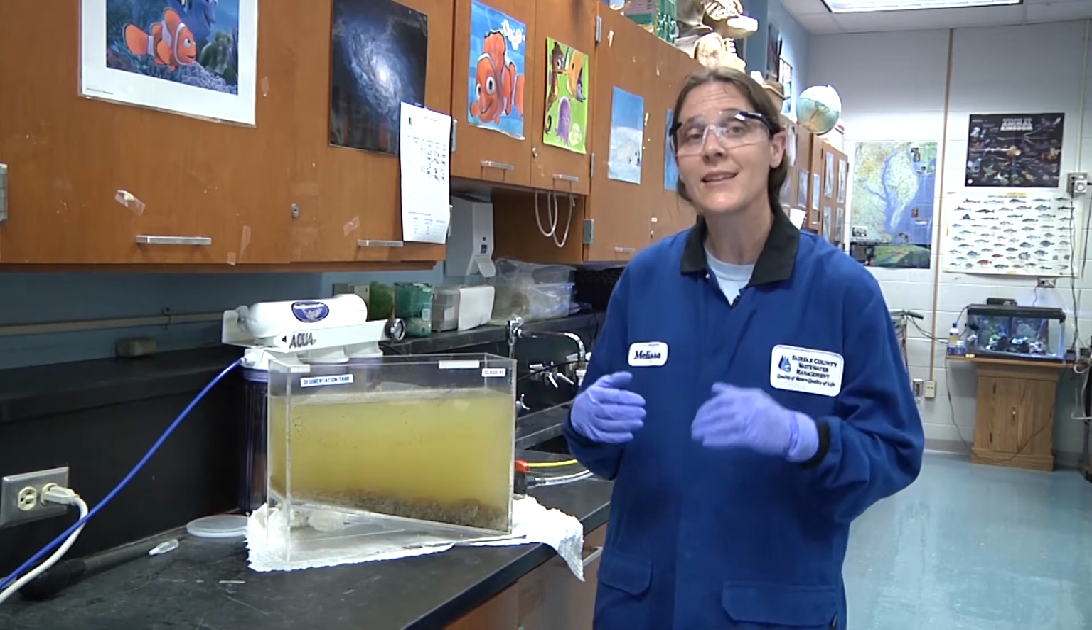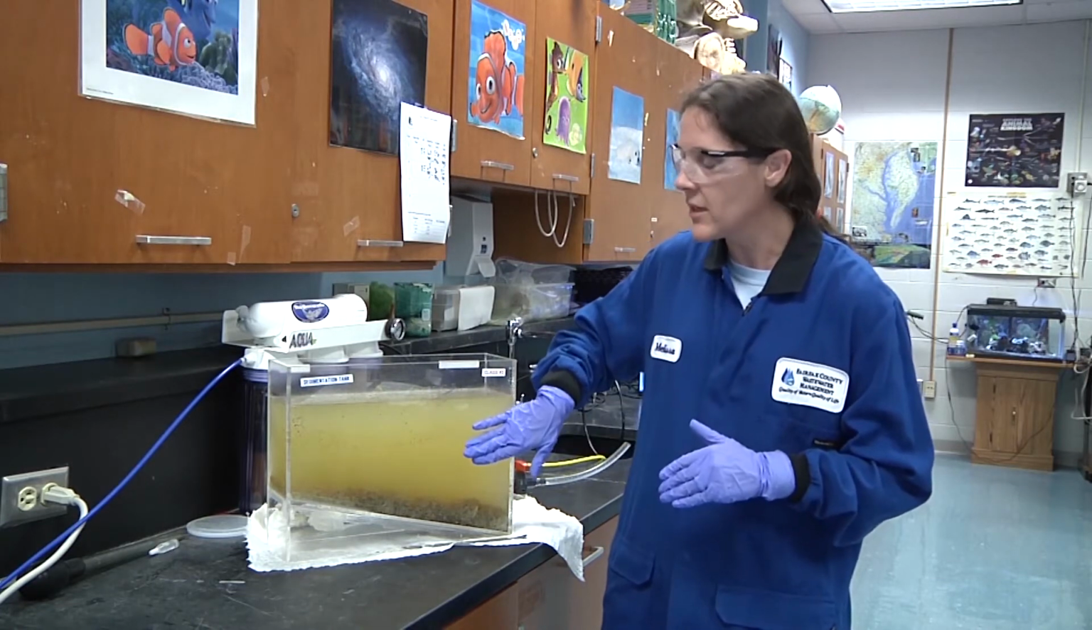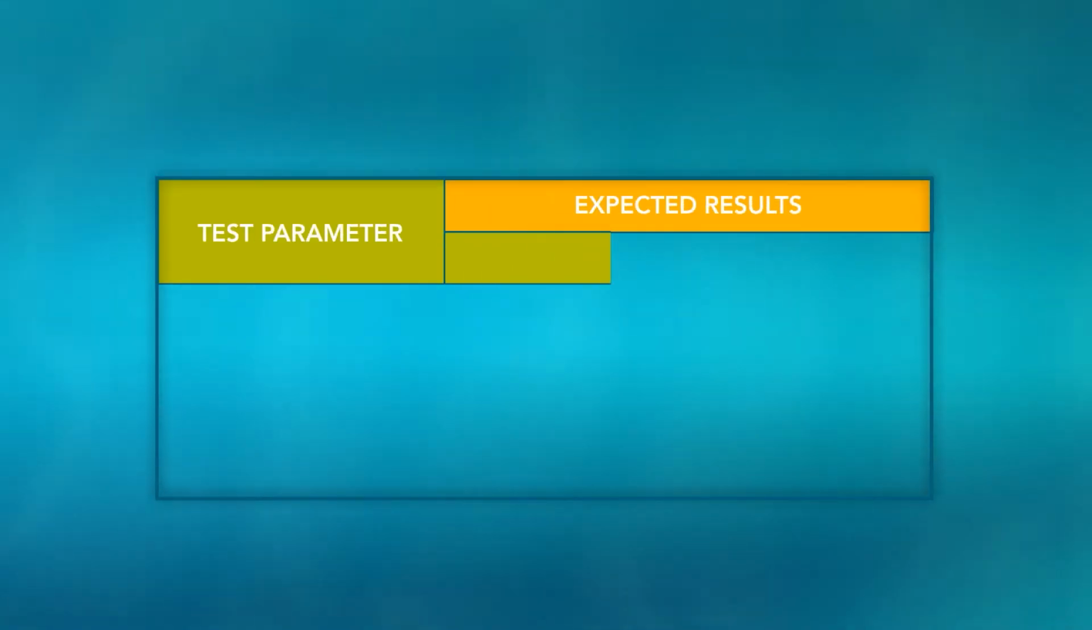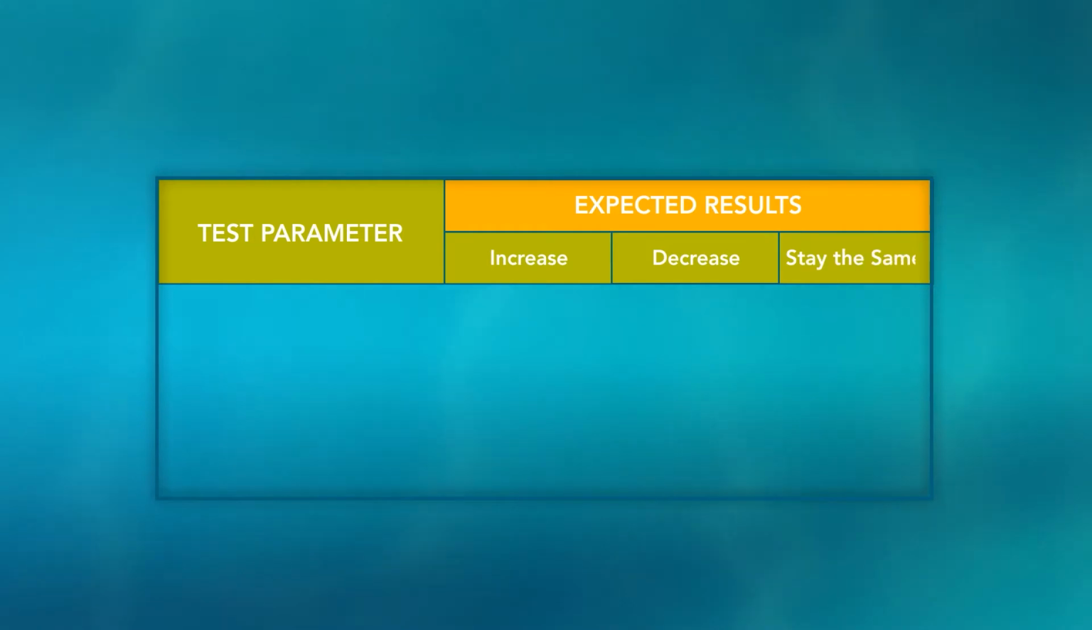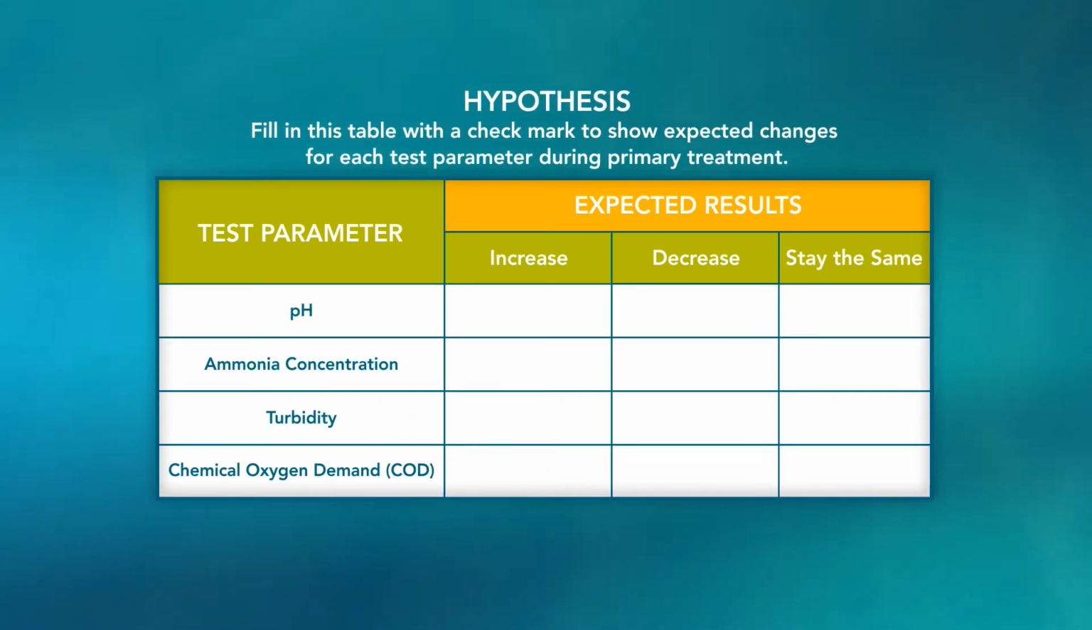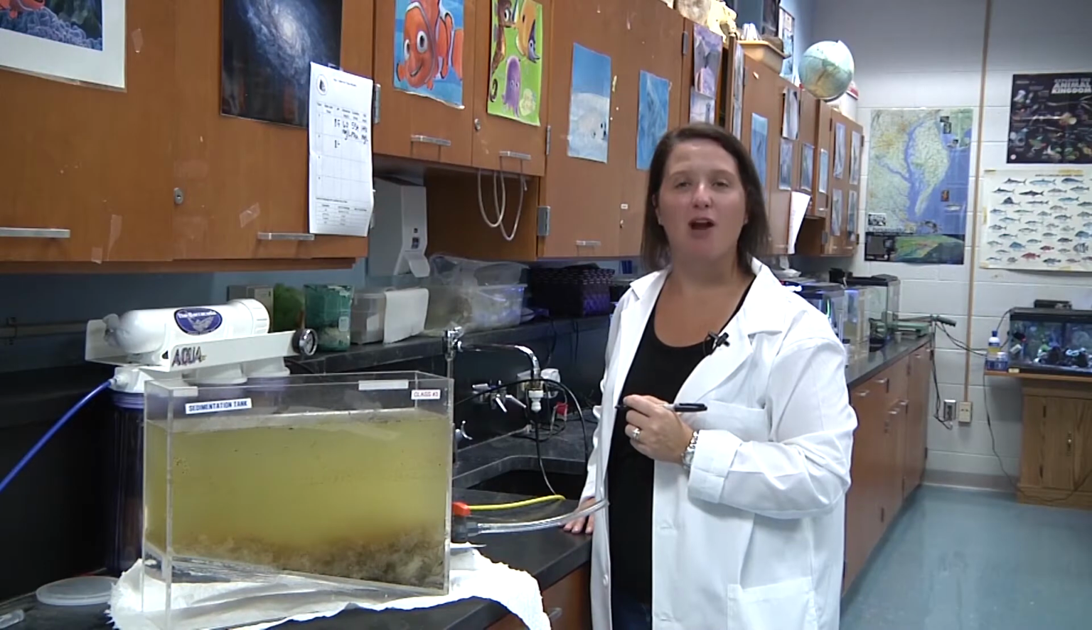So we're going to need to collect a representative sample from this middle layer, and this is going to be for test 2, after primary treatment. But first, we need to complete our hypothesis to indicate which of the water quality tests we think might change as a result of primary treatment. Time for test 2, after primary treatment.